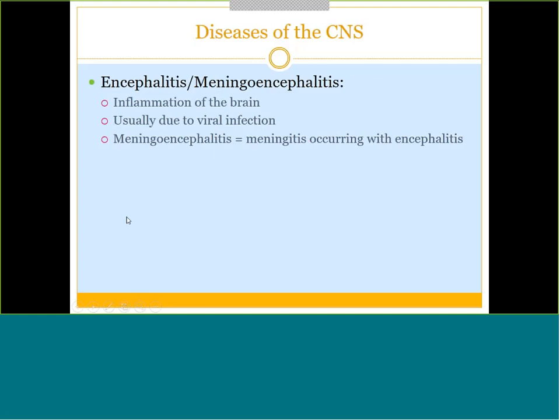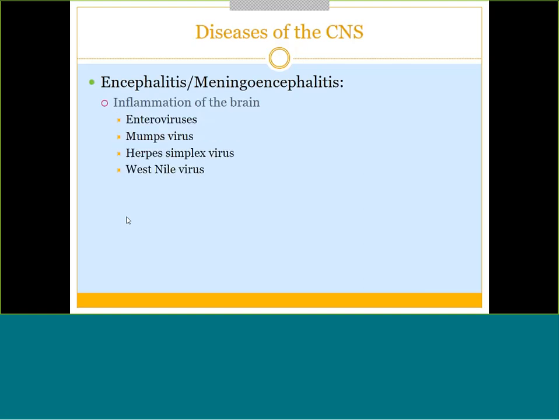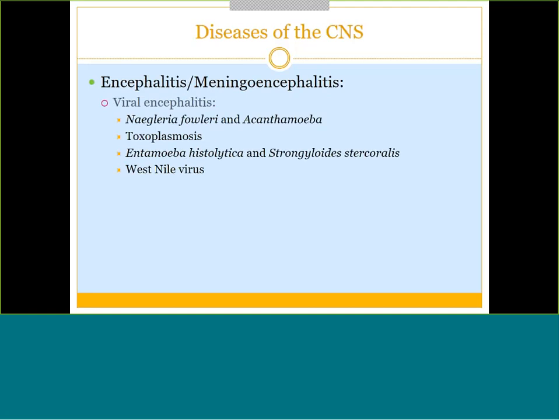All right, other diseases, we have encephalitis, which is inflammation of the brain, typically due to a viral infection. Meningoencephalitis would be a meningitis with an encephalitis. Wouldn't that be fun? All right, so those viruses that cause encephalitis: your adenovirus, your mumps virus, which we have a vaccine, herpes, and then West Nile. So that's the big thing with West Nile virus, it causes encephalitis.